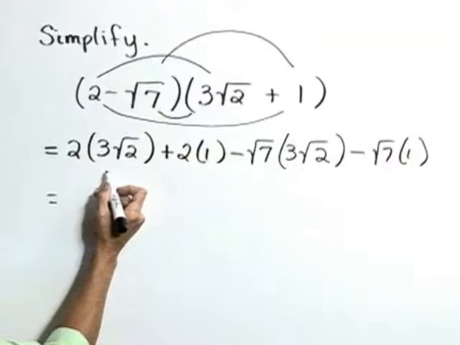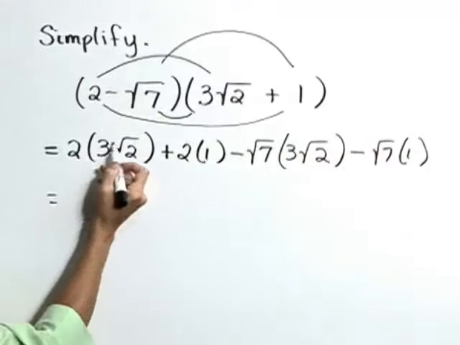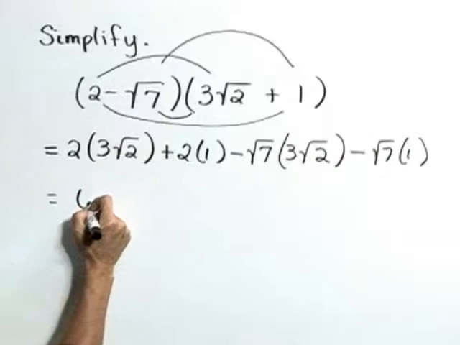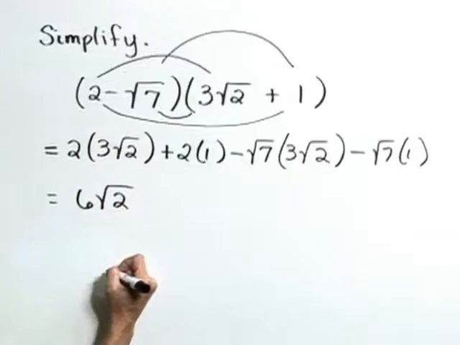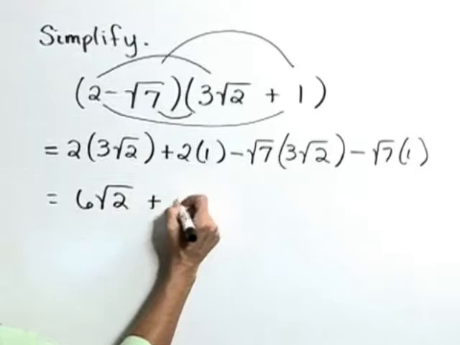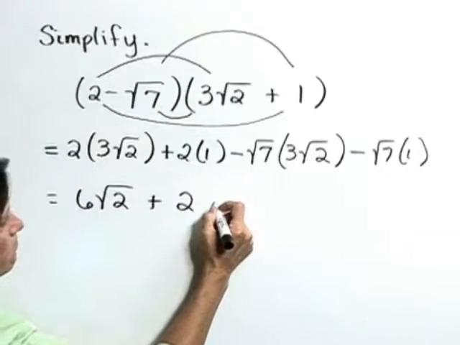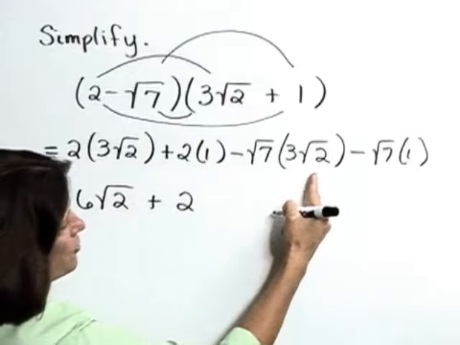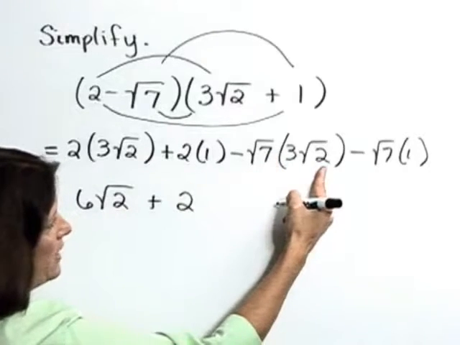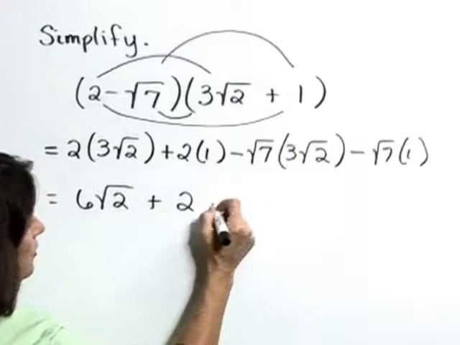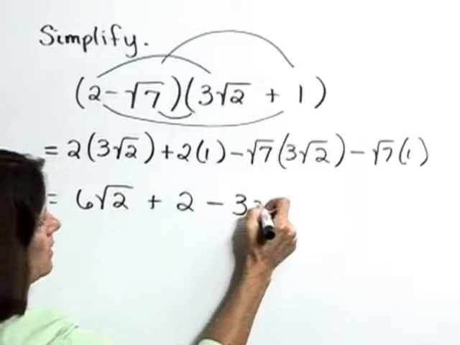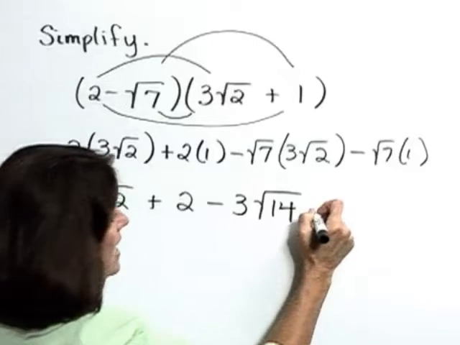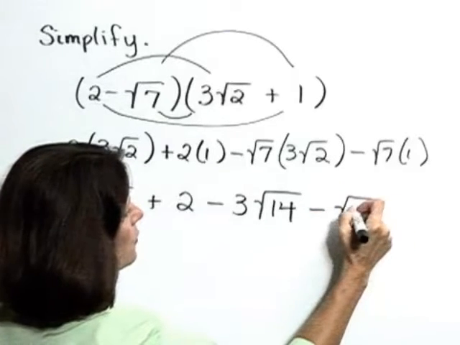Now performing our multiplication. The 2 and the 3 are outside the radical. We'll multiply those together to get a 6, and then take that times the square root of 2. With our next term, let's just call that 2. Our third term, the 7 and the 2 are underneath the radical. We'll multiply them together and leave the 3 outside, so this becomes minus 3 times the square root of 14. And lastly, that's minus the square root of 7.